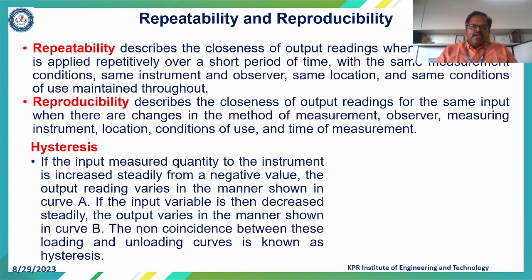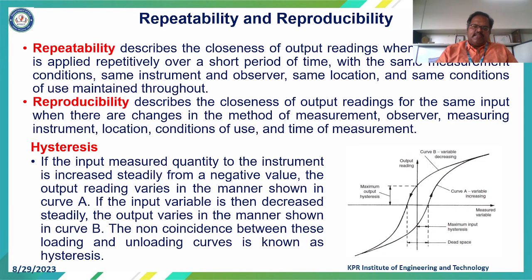Hysteresis: if the input measured quantity to the instrument is increased steadily from a negative value, the output reading varies in the manner shown in curve A. If the input variable is then decreased steadily, the output values follow a different path, as shown in this graph.